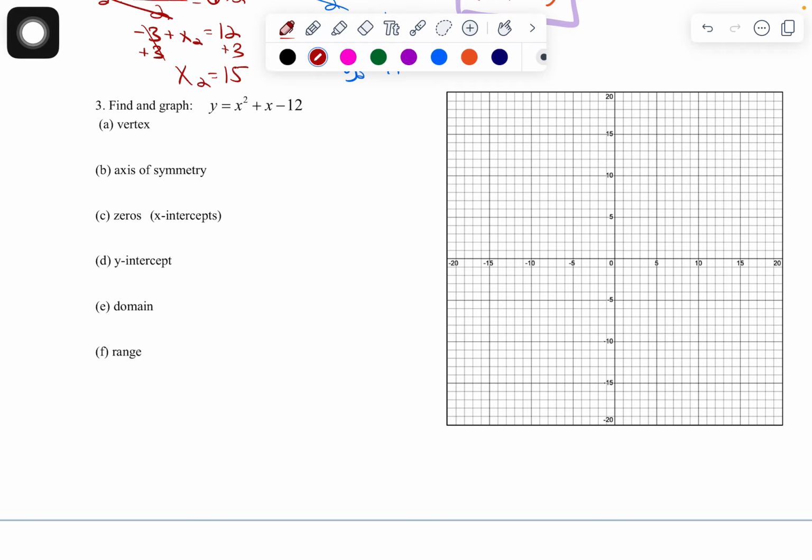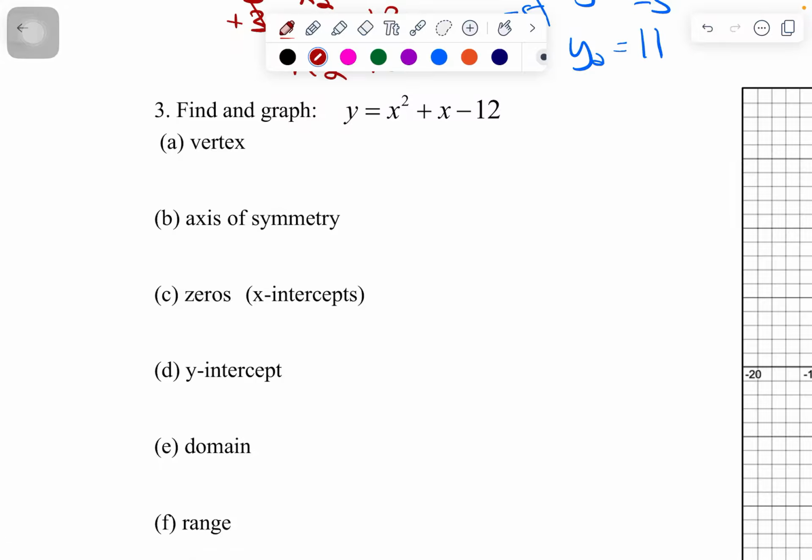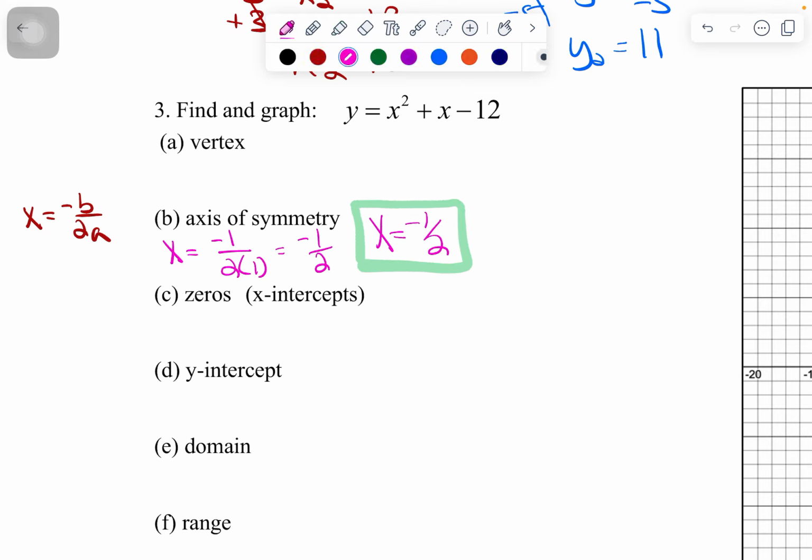So how do I find an axis of symmetry? Well, that is going to be x is equal to the opposite of b over 2a. So for the particular equation that we have, x is equal to the opposite of b, which is negative, b itself is 1, so that's going to be negative 1. And then 2 times a is also 1, so that's going to turn into negative 1/2. So your axis of symmetry is going to be x is equal to negative 1/2. I'm going to go ahead and put a little box around it so I can find it. There we go.